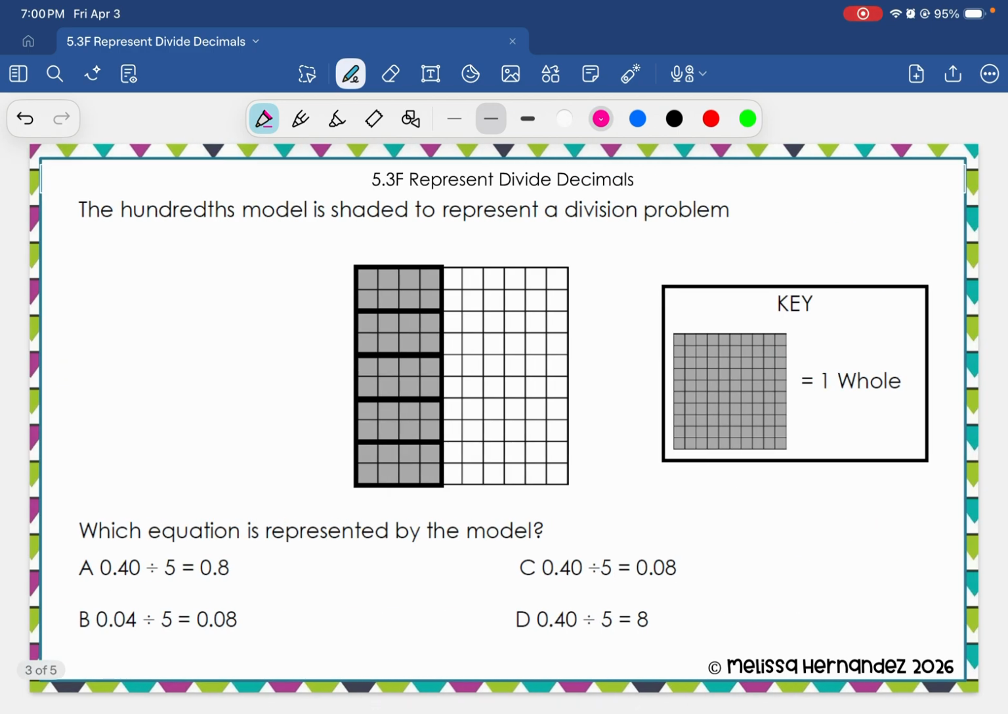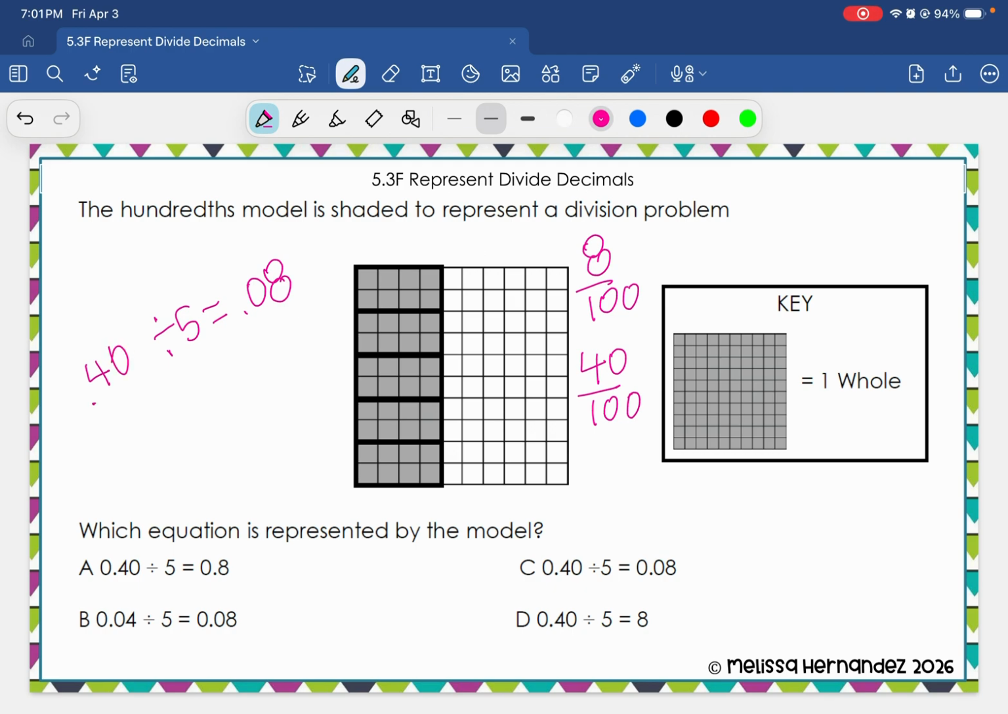All right, so for the next one, it says the hundredths model is shaded to represent a division problem. Which equation is represented by the model? Well, you have 5 groups. And then in each group, there are 2, 4, 6, 8, which would be 8 out of 100 as a fraction. But since we're doing decimals, it'll look like this. Now the total that we started with, which is all of them, would be 40 out of 100.